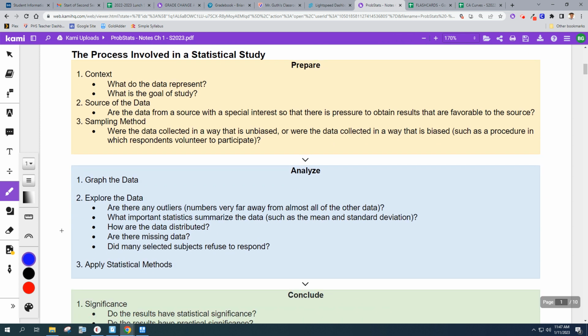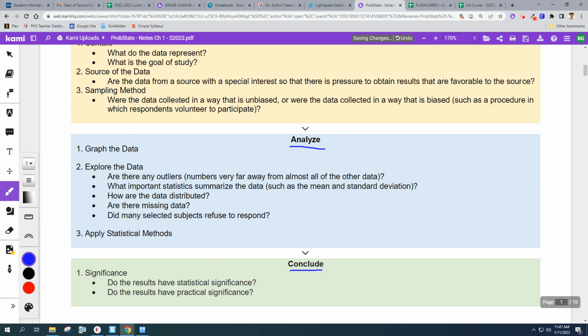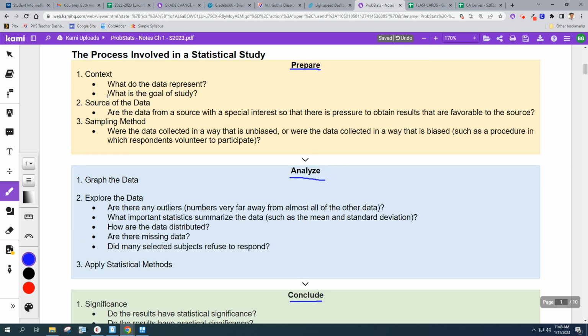The process involved in a statistical study. Take a second and read over this. You've got three main parts: prepare, analyze, and conclude. And each of those three are broken down into subparts and more subparts.